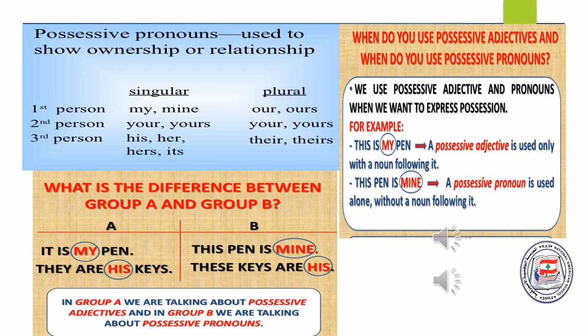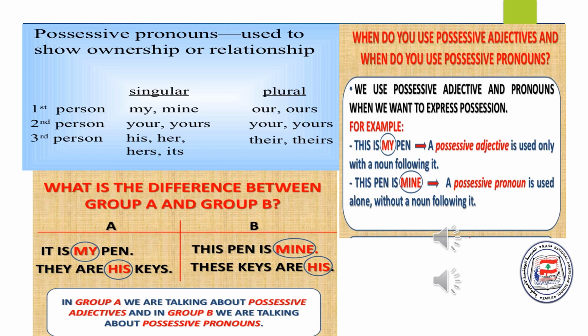And now let's move to the possessive pronouns. Possessive pronouns are used to show ownership or relationship. Singular possessive pronouns are my, mine, your, yours, his, her, hers, and its. Plural possessive pronouns are our, ours, your, yours, their, and theirs.